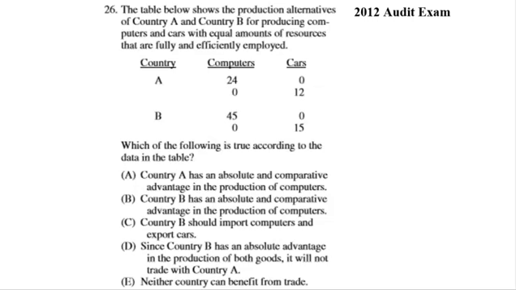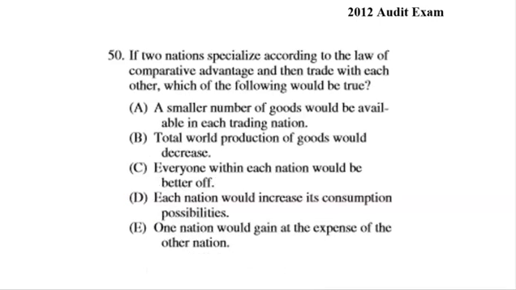All right, for this question, number 26, you should have selected B. Country B has an absolute and comparative advantage in the production of computers. All right, on to our next practice question, question number 50. If 2 nations specialize according to the law of comparative advantage and then trade with each other, which of the following would be true? Read through the possible answer choices. We'll come back with the correct answer in just a second. All right, for this one, you should have selected D. Each nation would increase its consumption possibilities, right? We can consume outside our production possibilities curve.